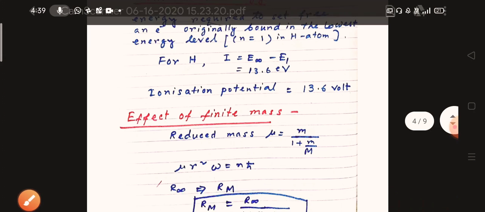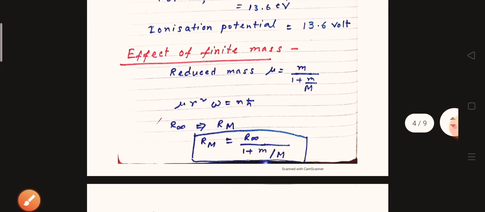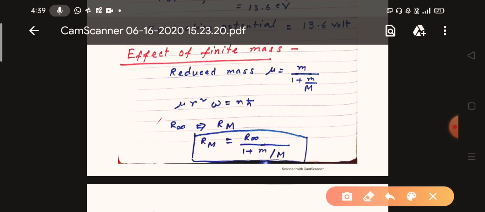Now, the effect of finite mass. Earlier I told you that whenever the nucleus is not infinitely heavy, then the nucleus as well as the electron both revolve around a common center. And we find that we should replace the mass of the electron m with a reduced mass, mu equals to small m divided by 1 plus small m by capital M, where small m is the mass of the electron and capital M is the mass of the nucleus.